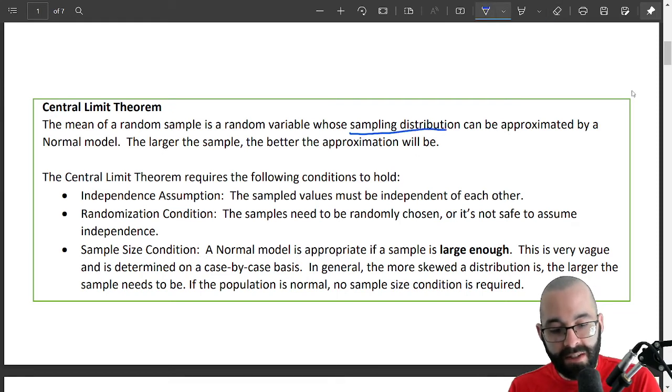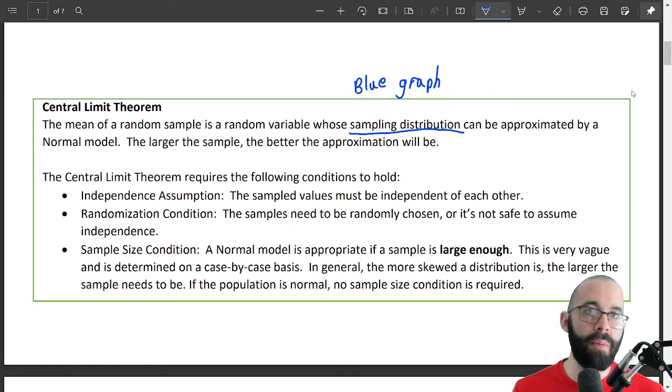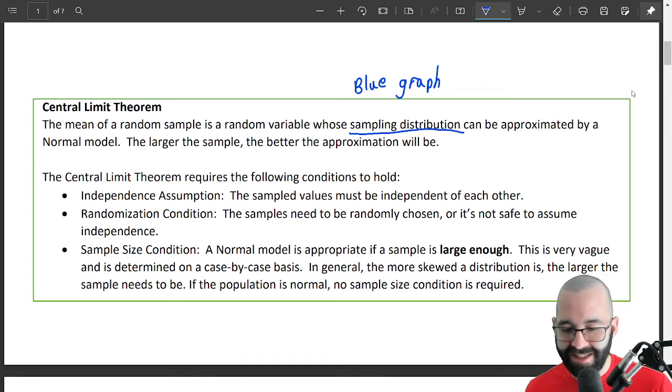Sampling distribution, that's the new one, right? That's our blue graph that we did in the other thing. It can be approximated by a normal model. That's what we talked about in Unit 5. The normal model has a mean, has a standard deviation, and had that 68, 95, 99.7% rule, right? Where 68% is within 1 standard deviation, approximately 95% is within 2 standard deviations of the mean, and so on.